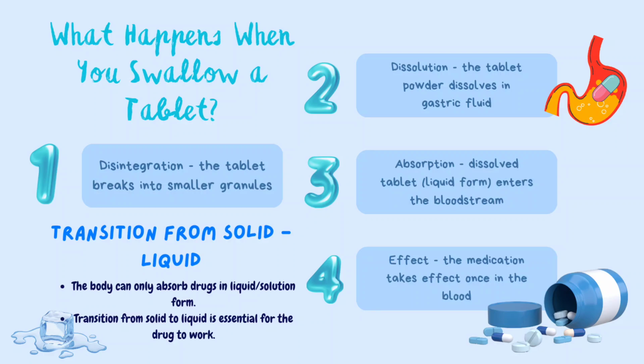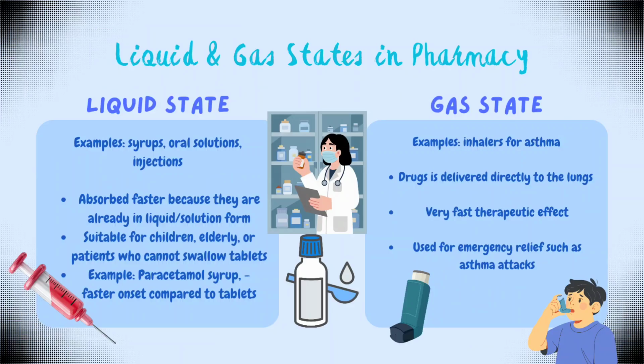That's why the transition from solid to liquid is important. The body can only absorb drugs in liquid form. In pharmacy, some medications come in liquid and gas states. Liquid forms like syrups, oral solutions, injections are absorbed faster because they are already in solution. They're great for children, the elderly, or anyone who can't swallow tablets, like using paracetamol syrup.